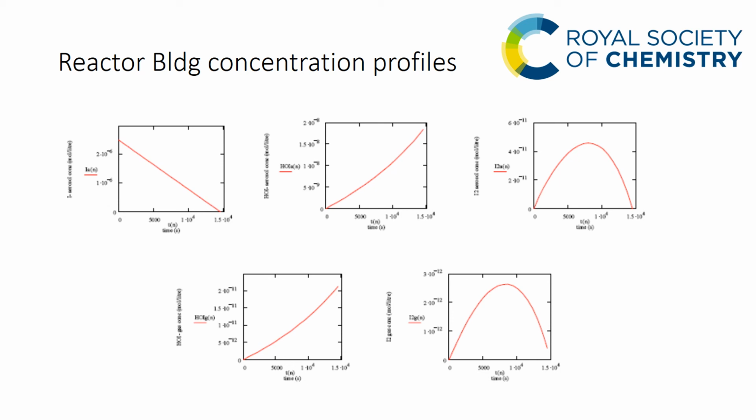Now, I apologise for the postage stamp diagrams there, but it just gives you a feel for the concentration profiles. So the first one is just the I minus concentration decreasing. The second one is the HOI increasing, and the I2 increases initially and then starts decreasing again. This is in the aerosol. There's the radiolytic buildup and then the release into the gas phase. And similarly at the bottom, you've got the HOI and the I2 in the gas phase.